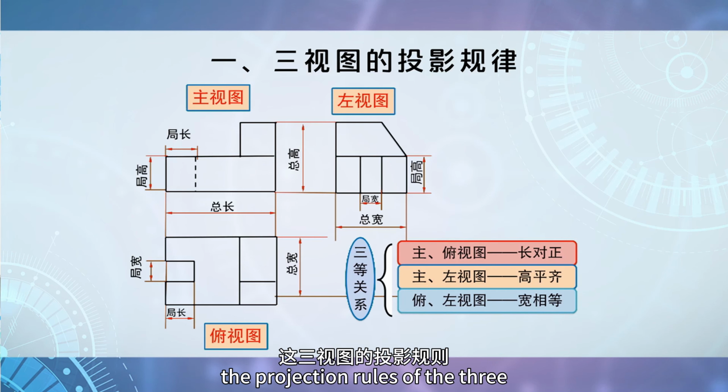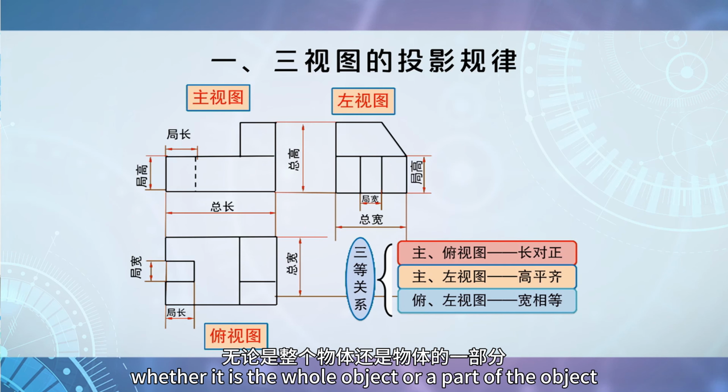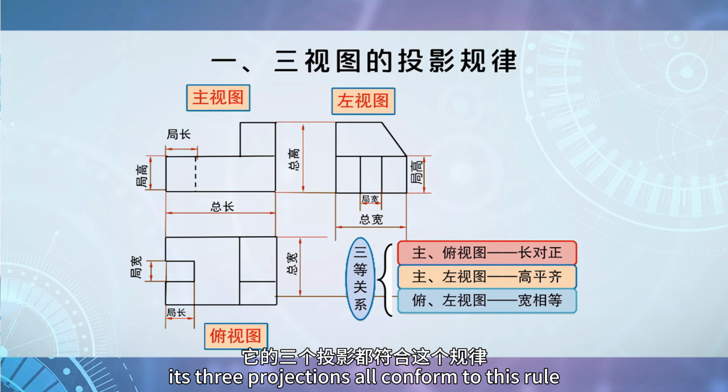The projection rules of the three views are the basis for drawing and reading drawings. Whether it is the whole object or a part of the object, its three projections all conform to this rule.